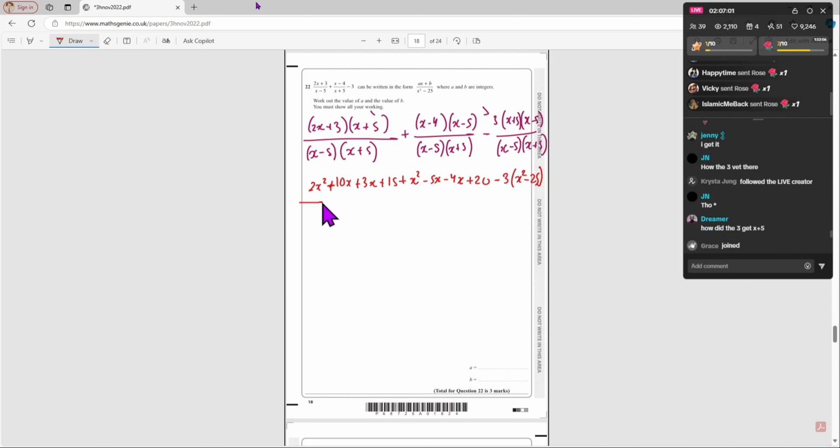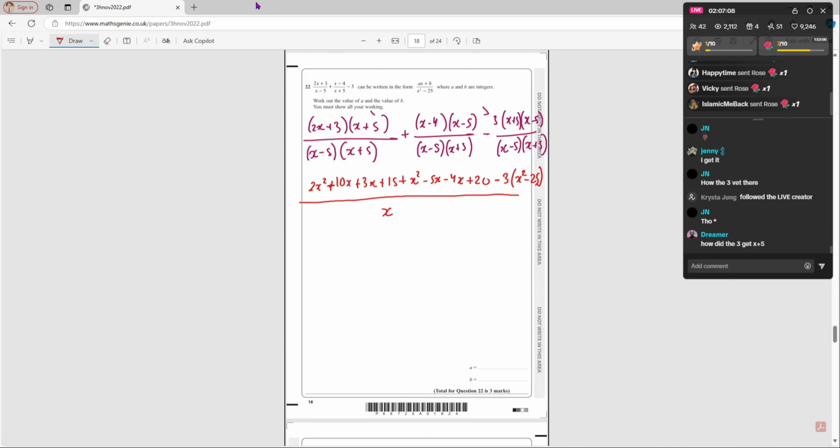And then finally it's going to be over x squared minus 25, because if you expand this out, you're going to get x squared minus 25. That is going to be your fraction, your numerator combined with the denominator. I think that's the longest fraction I've ever seen. That's a very, very long fraction. If you put that into your calculator, it's going to give you an error.